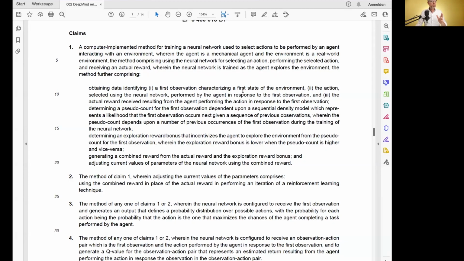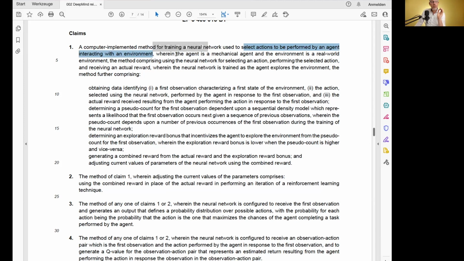So what happened? Well, let's look at the claim again, and we see that the claim has some additional limitations because it concerns a method for training a neural network used to select actions to be performed by an agent interacting with an environment.